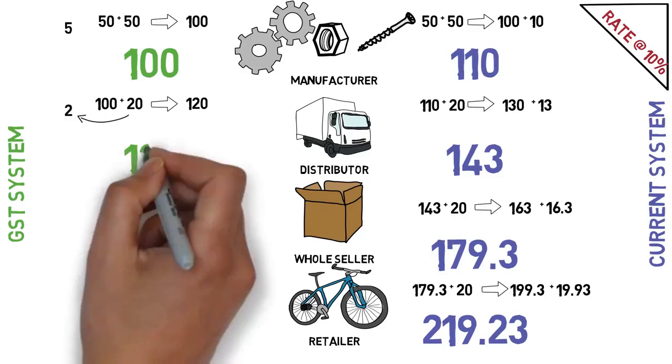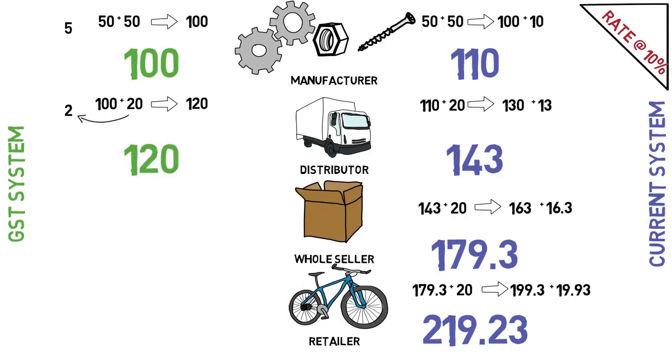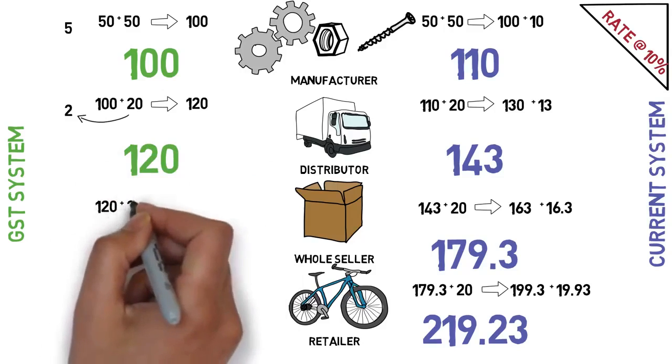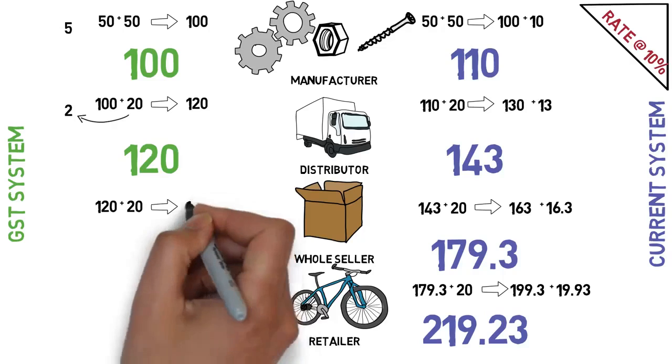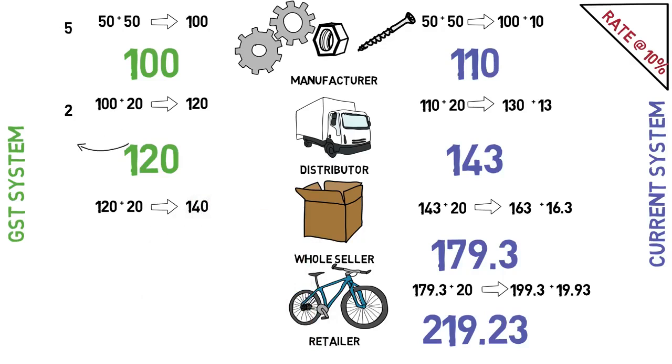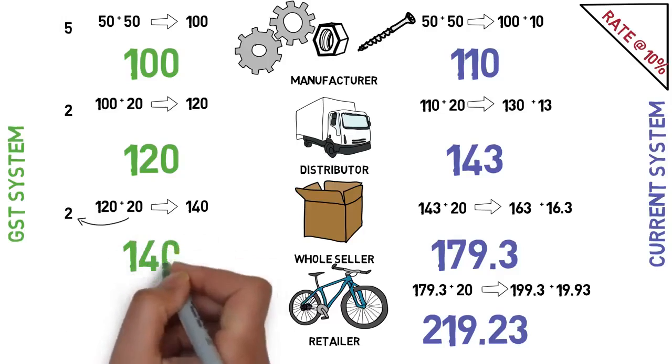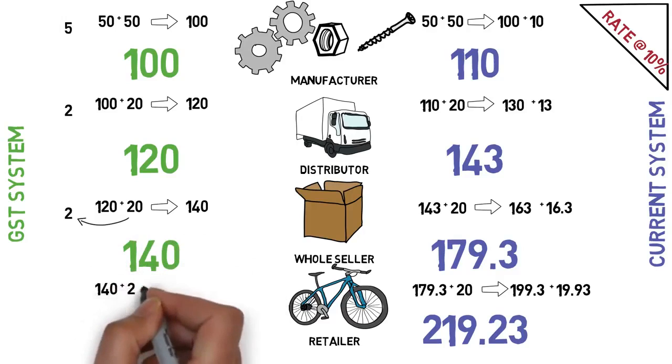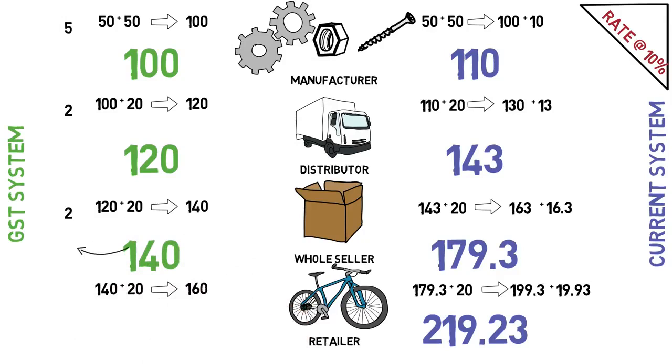The wholesaler buys the product for 120 rupees and follows the same pattern, adding 20 rupees as his profit, and the price will become 140, and pays the tax of rupees 2 on his profit of 20 rupees. The retailer buys the product for 140 rupees, adds profit of 20 rupees, pays the tax of 2 rupees on his profit of 20 rupees and raises the final consumer price to 160 rupees. So if the prices are compared, the product is 59.23 rupees cheaper in the GST system than the current system.